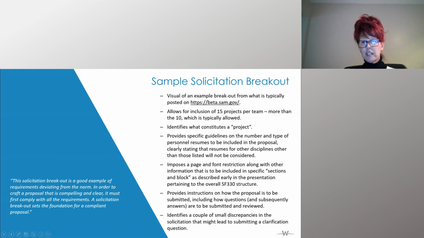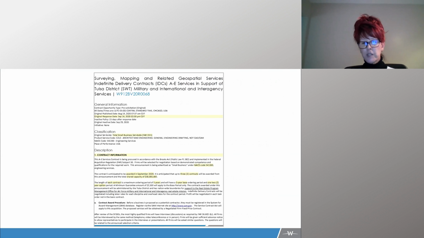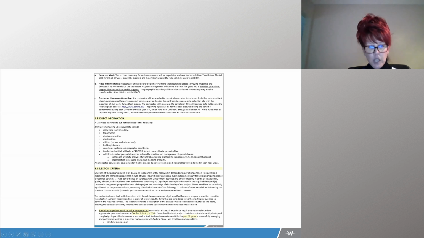It gives some specific guidelines on the number and the type of personnel resumes they would like to see included in the proposal. It does impose a page and a font restriction, along with some other information to be included in different sections and blocks. It does provide some instruction on how the proposal is to be submitted, and also where and how that's to be reviewed through a website called ProjNet. And there's a couple of small discrepancies in the solicitation that might need to lend a clarification question.